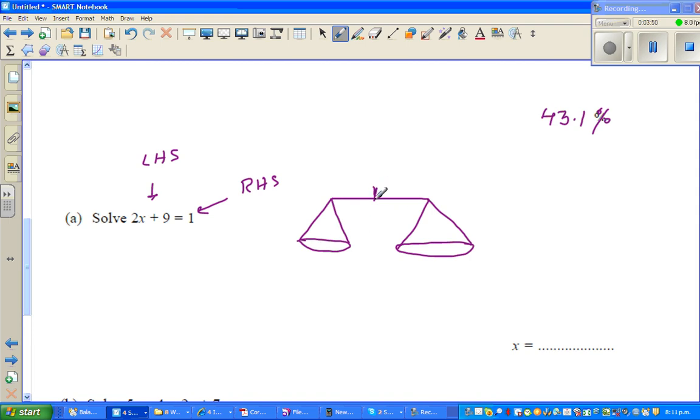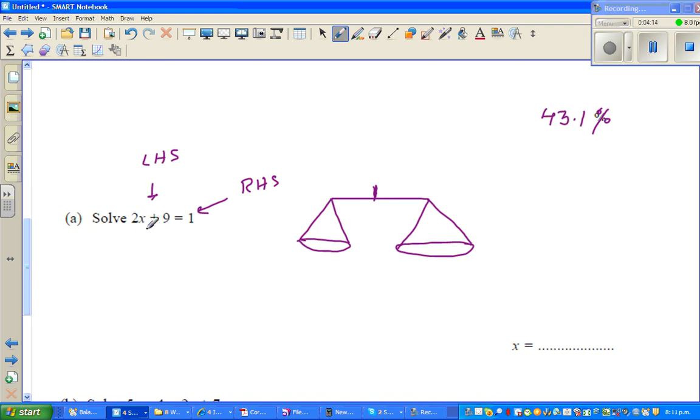Now, the balance will be balanced when you have the same weight on both sides. It doesn't look like a perfect balance. To balance a balance, you have to have the same weight on both sides. So treat an equation as a balance. Whatever you do on one side, you have to do on the other side, to balance the equation.